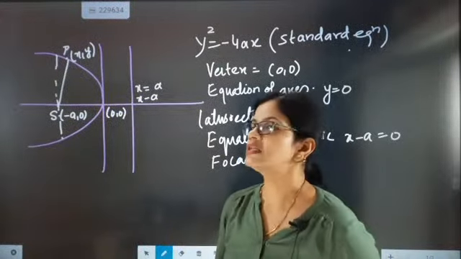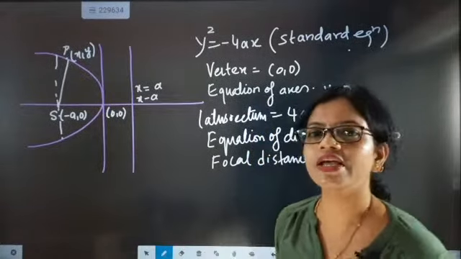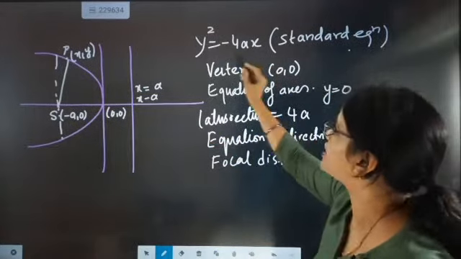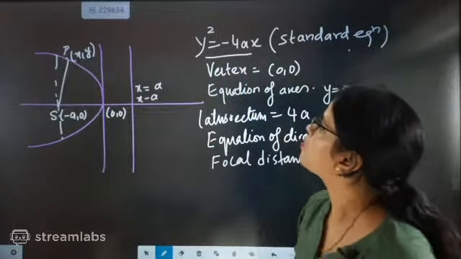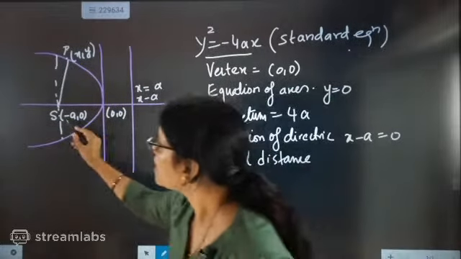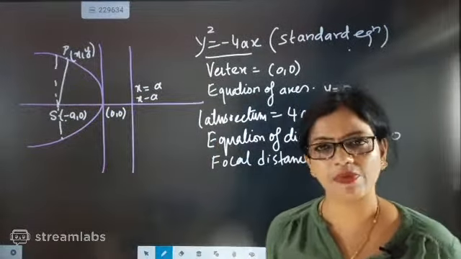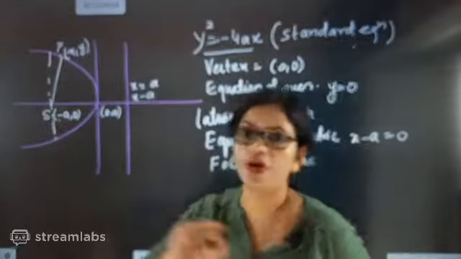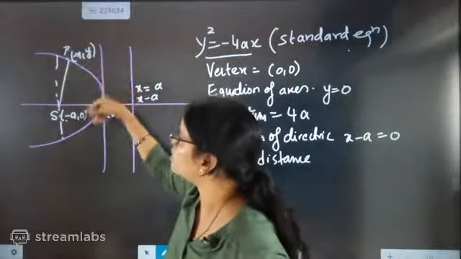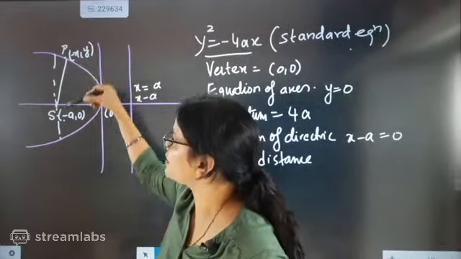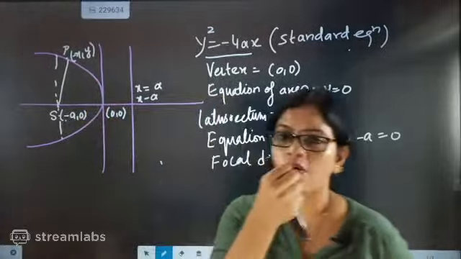Remember this part, that the focal distance will come as a minus x, because you just have to check the equation. The equation is coming as y square equal to minus 4ax. And this focus point is coming as (minus a, 0). Beta, if we take an arbitrary point, then on both the axes x will be negative.